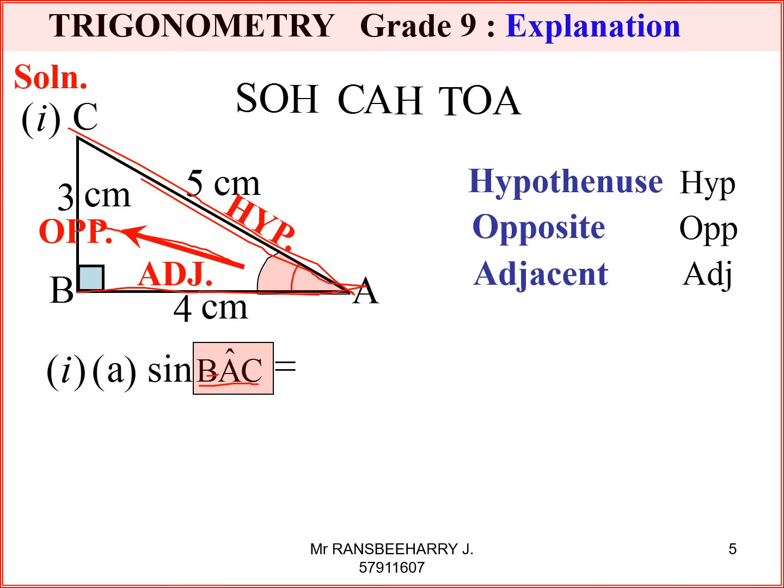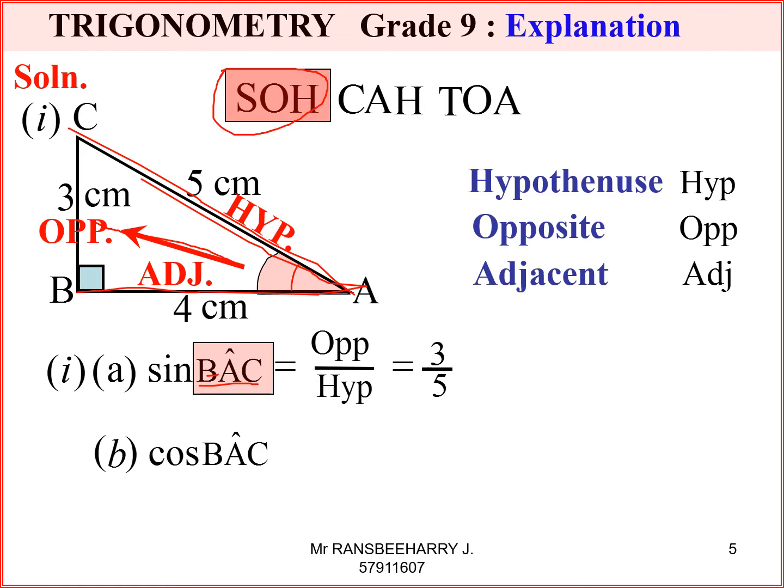We are going to use SOHCAHTOA, firstly required to find sine BAC. Sine is opposite over hypotenuse. So required to find sine of an angle. Sine is simply the ratio of side opposite over hypotenuse. So the opposite is 3. The hypotenuse is 5.